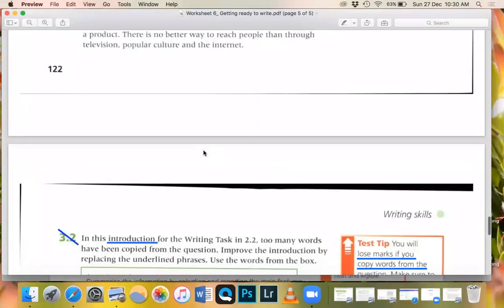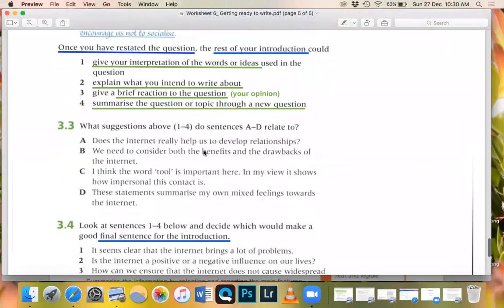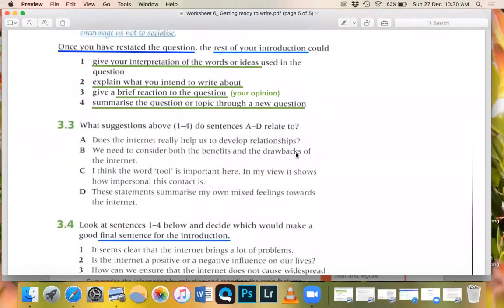Right, let's look at other things that we can do with the introduction. So once we've paraphrased the question, that's not the whole introduction. So for task 2, you can add more to your introduction. So some more things you can do is to give your interpretation of the words or ideas. Okay, so you can explain one of the words or ideas in the introduction. You can explain what you intend to write about. Okay, so you can say what you're going to discuss in the essay.